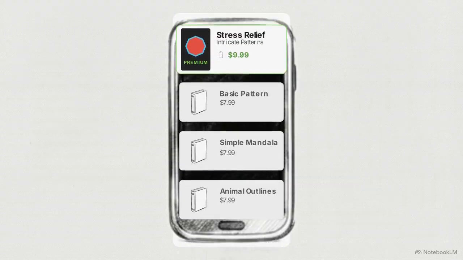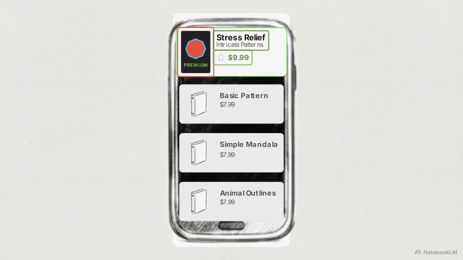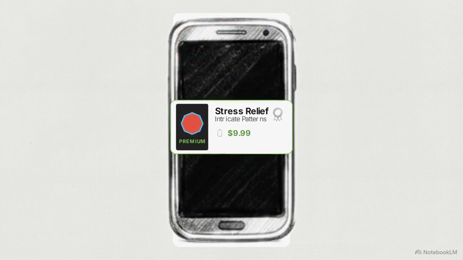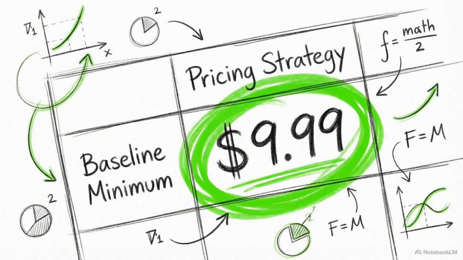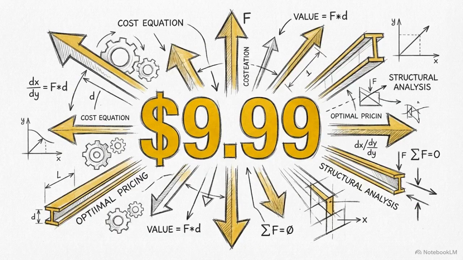Getting these 3 variables right forces the algorithm to recognize your book as a top-tier product and push it directly in front of active buyers. Step 1 is setting your pricing strategy. You need to establish a strict baseline for your new catalog. Your minimum price point is $9.99.